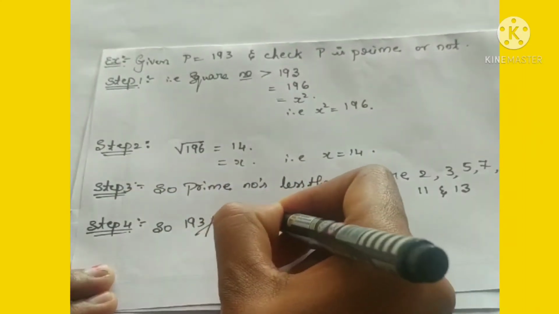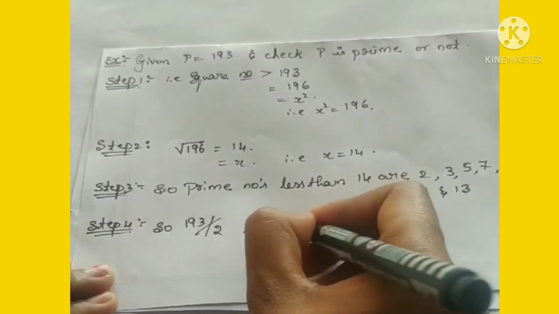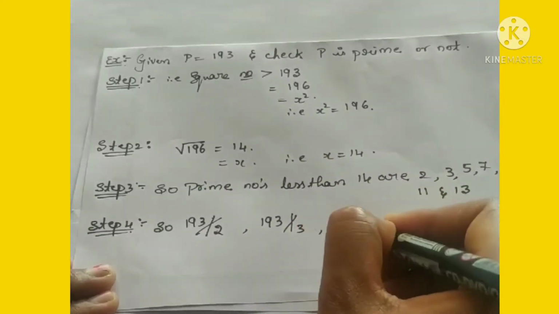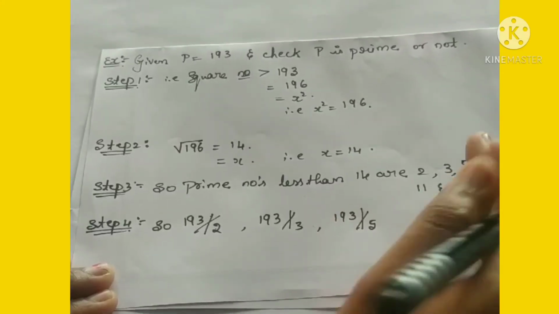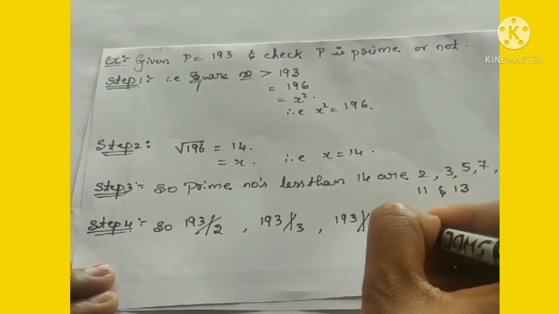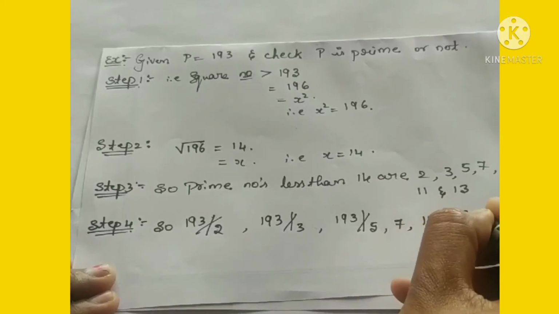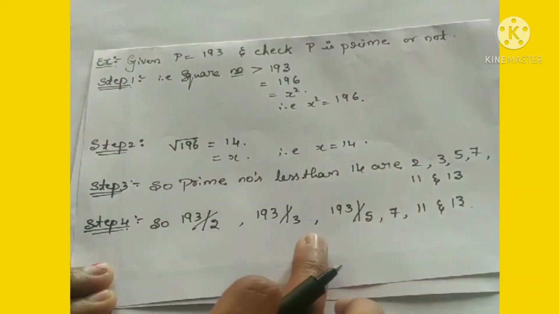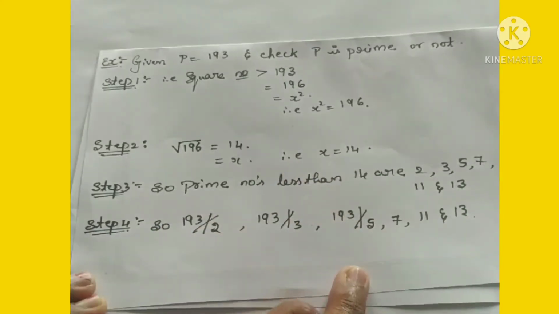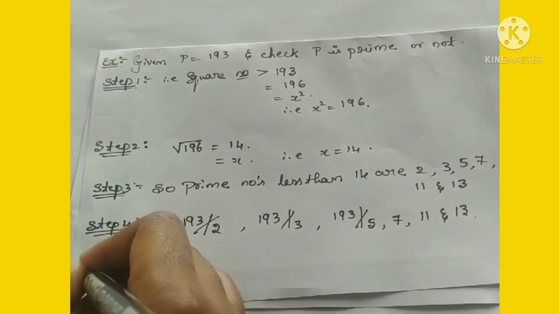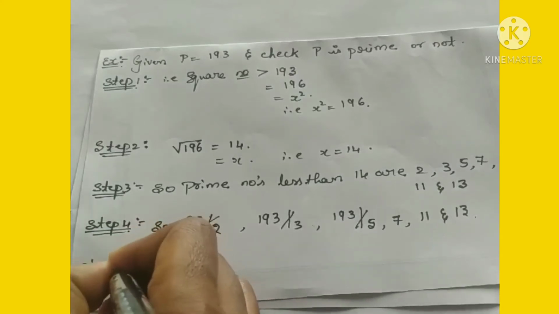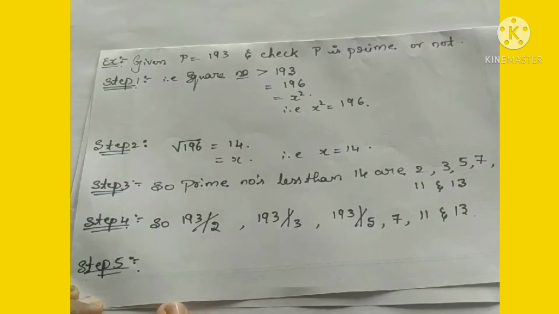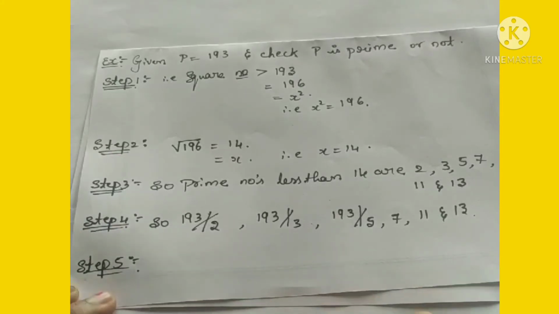Next, 193 is not divisible by 3. Similarly, 193 is not divisible by 5 or 7 or 11 and 13. So none of these numbers divide 193. So according to step number 5, they said that if no number divides, then p is a prime.